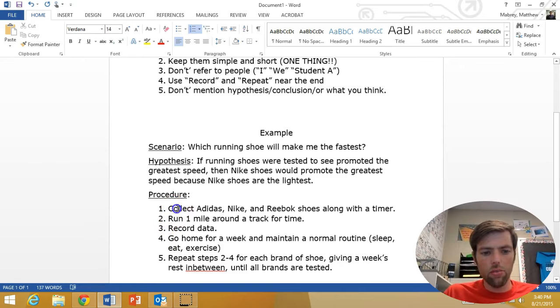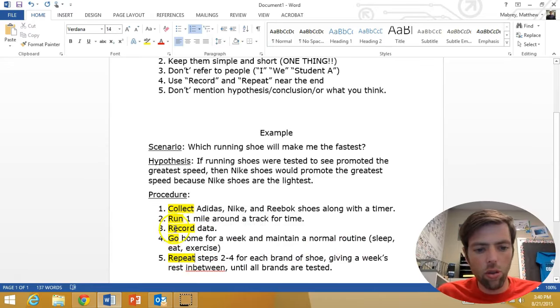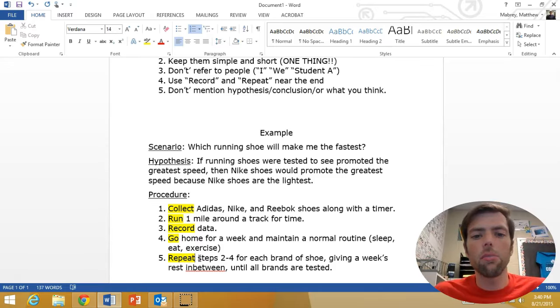Everyone starts with a verb. Get is a verb. Record is a verb. Go is a verb. Repeat is a verb. Notice I made use of the words record and repeat to keep my steps very short. I never talked about people in here. And I didn't care about my hypothesis or conclusion because after I do my lab, then I can talk about how my results did or didn't seem to measure up with what my hypothesis was. So, that's all there is to it.